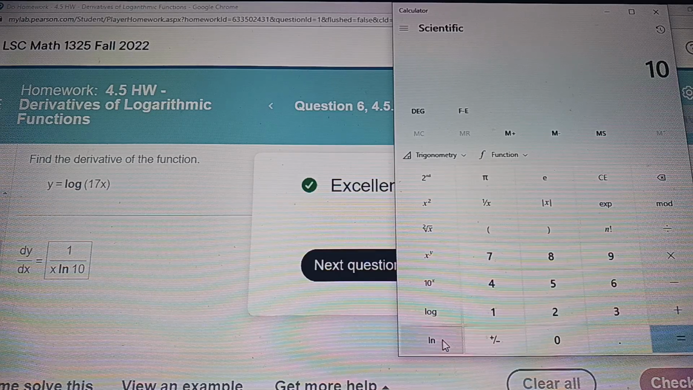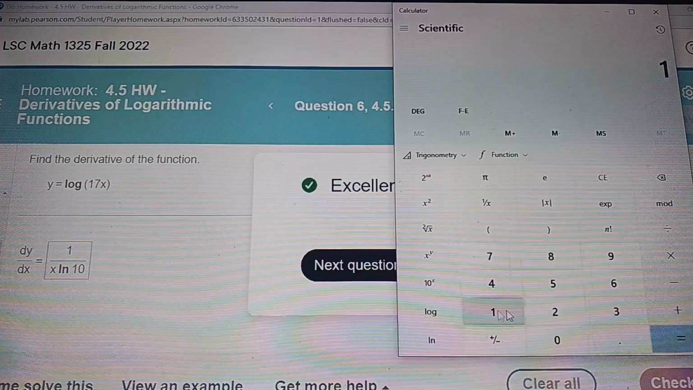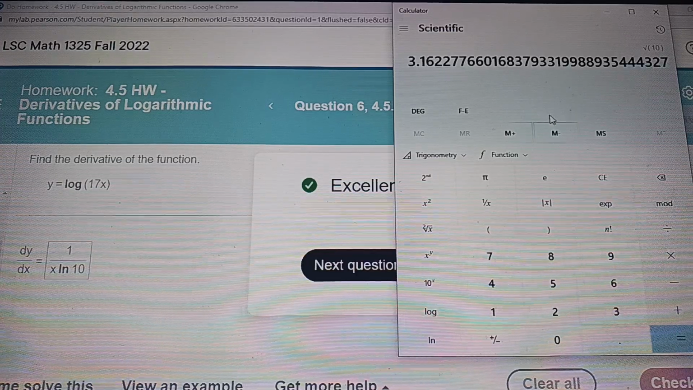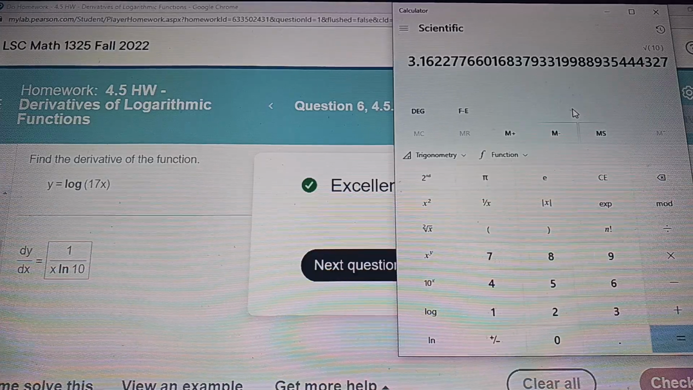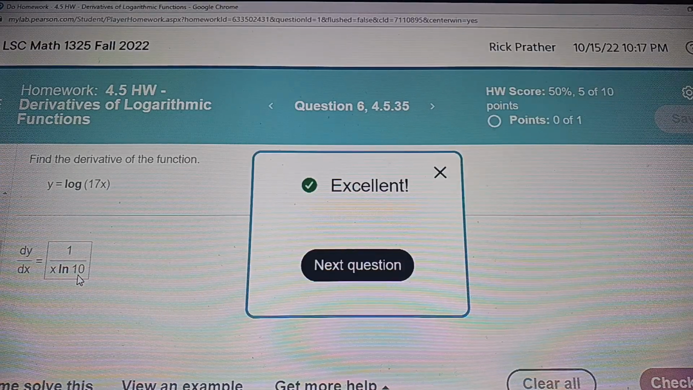But ln of 10 is just a messy decimal. Doesn't equal anything special. Just like square root of 10 is a messy decimal. So logs of numbers that are not equal to their base, then you just get messy decimals, and that's why we don't do that. We leave ln of 10 in the answer because the messy decimal doesn't look nice and it's not exact.